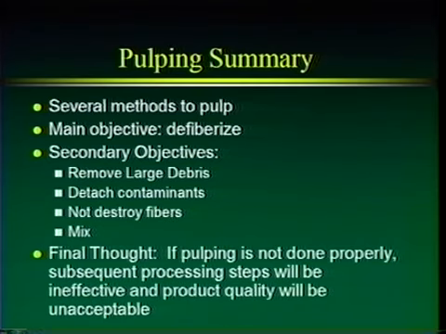Final thought, and I mentioned it before, if pulping is not done properly, then subsequent processing steps will be ineffective, and the product quality of the pulp will be unacceptable. So if we don't pulp properly, screening, cleaning, flotation, washing, none of those will work. And if we overpulp and break our fibers, then I don't care how clean the fibers are, those fibers will go on a machine, they'll make inferior strength or optical or surface properties, or drainage or runnability on the paper machine, and those will not be useful also.